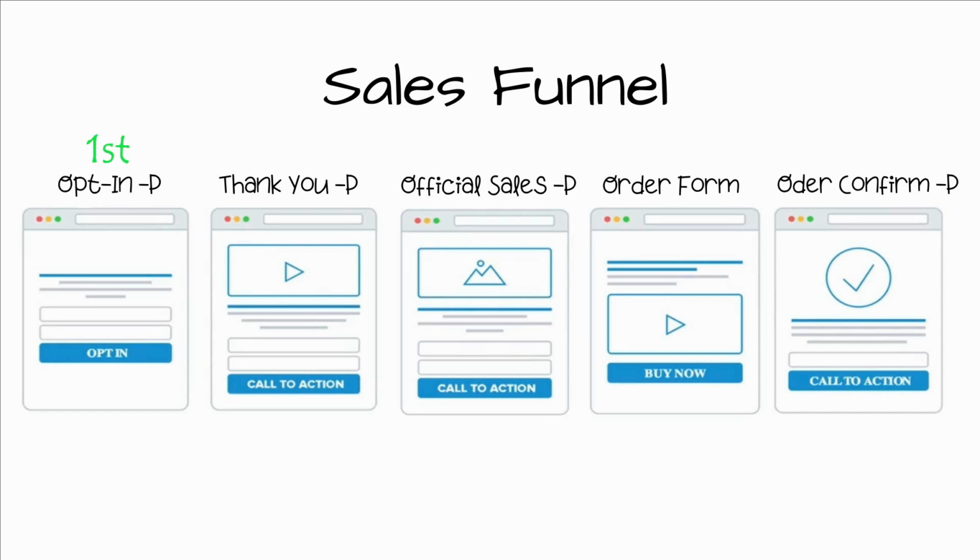Alright, so first up you have the opt-in page. This means a person has seen your ad on social media, they've clicked the link, and now they're at the first step of your funnel. This is usually where you have a free gift in exchange for your visitor's contact information. This could be a number, email address, or your visitor's name.